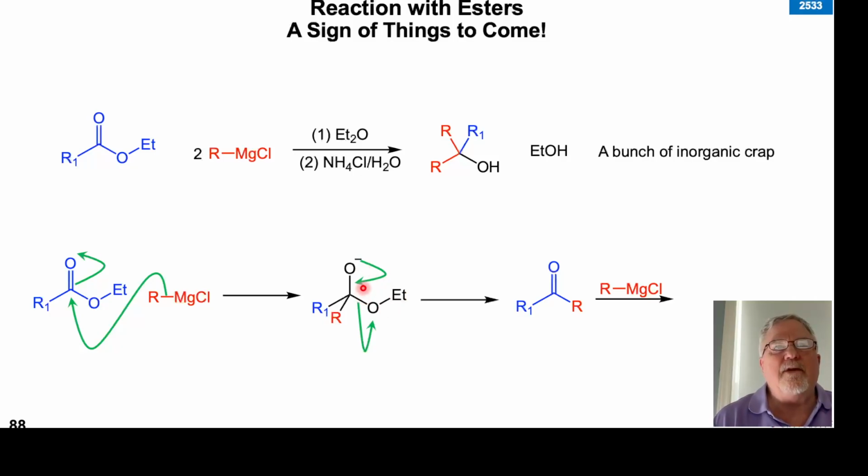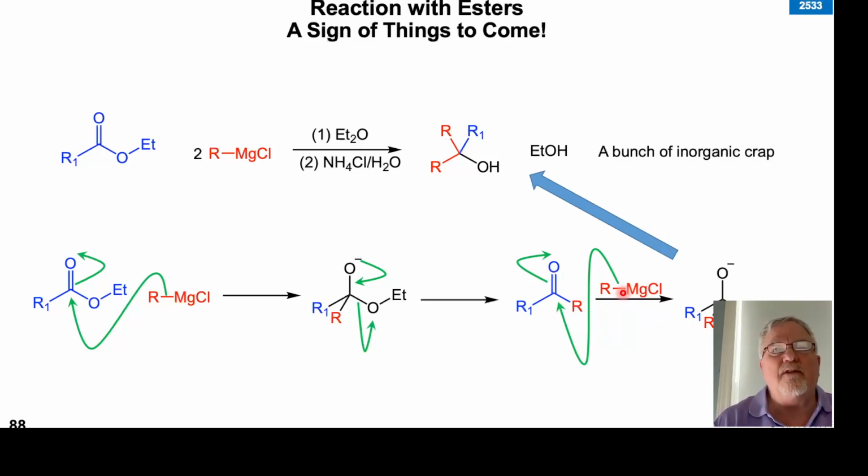So this group can leave, and when it leaves, we reform our carbon-oxygen double bond, and we have a ketone. As it turns out, these are more reactive towards the Grignard reagents than the starting esters, so they will just react and give us, upon workup, our tertiary alcohol. So in the case of esters, we get our initial attack, we form a ketone, and we can't isolate it because we have a very reactive nucleophile and a more reactive electrophile than our starting electrophile. So it just gets another Grignard reagent added to it to form what is eventually the tertiary alcohol.